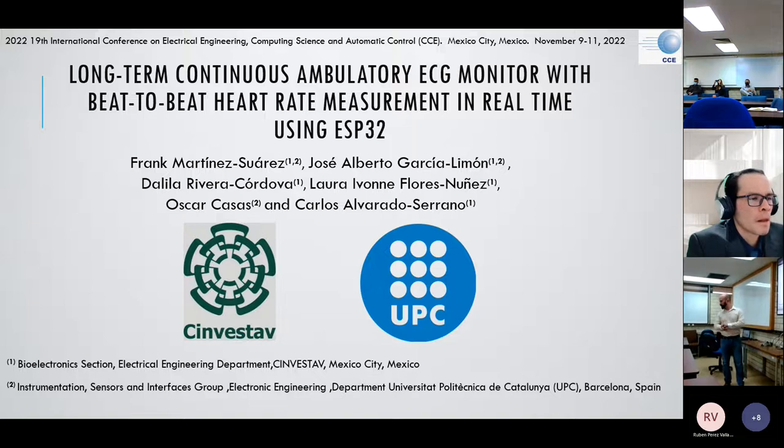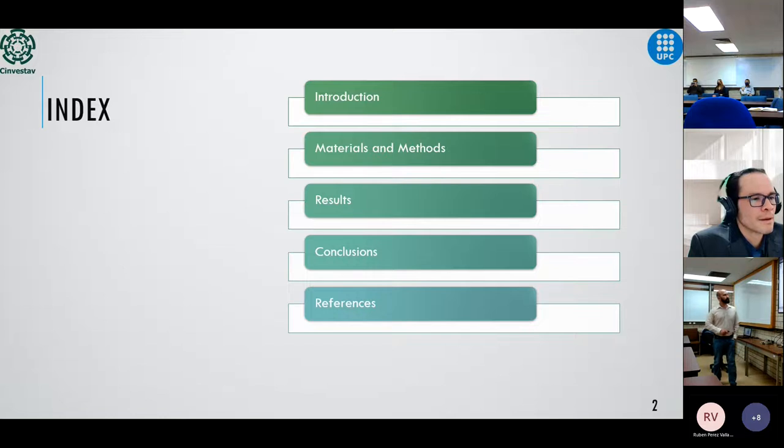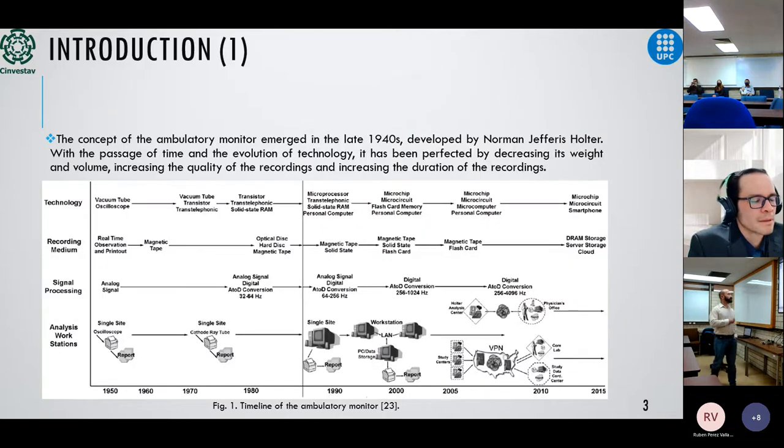Hello, my name is Fernando Martinez. I'm here to present a long-term continuous ambulatory ECG monitor with heart rate measurement in real time using ESP32. In this work, we do a brief introduction, continue with materials and methods, results, conclusion, and at the end, references. Now, the concept of the ambulatory monitor emerged in the late 1940s, developed by Norman Jeff Holter.